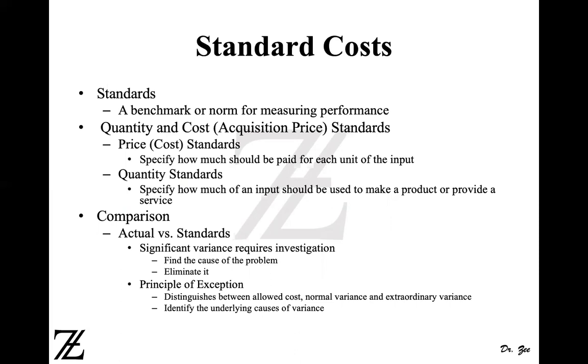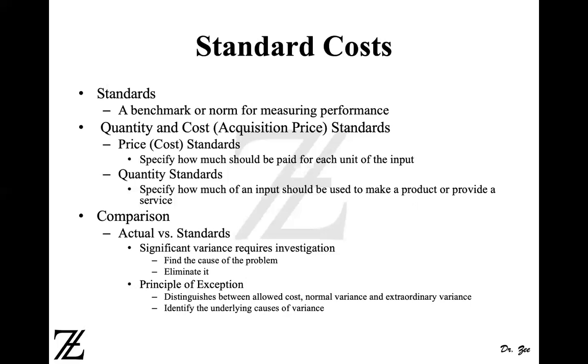These standards are created for quantity and cost. Cost is also known as the acquisition price. You can say cost as a price, because usually in accounting and in business, whenever we discuss price, it means the sales price, that you're selling it to someone. And when you say cost, it means the cost of making something. However, in standard costing, the cost is known as the acquisition price, because cost is something that you pay to acquire something.